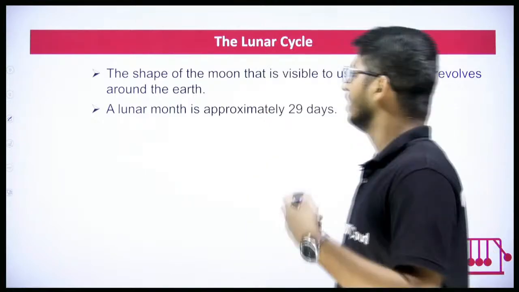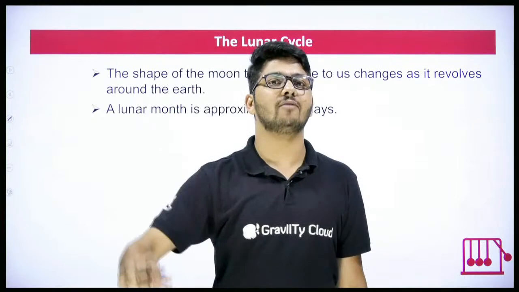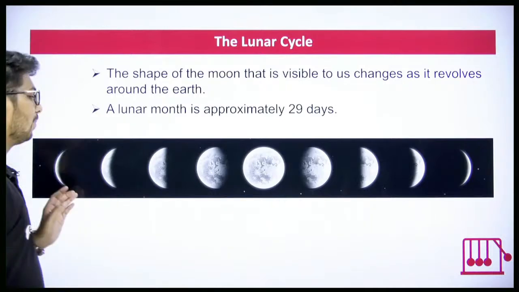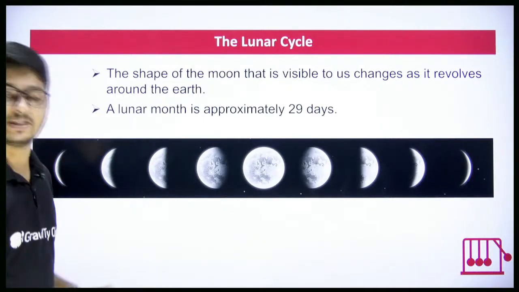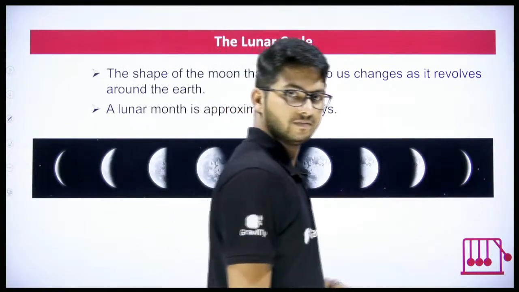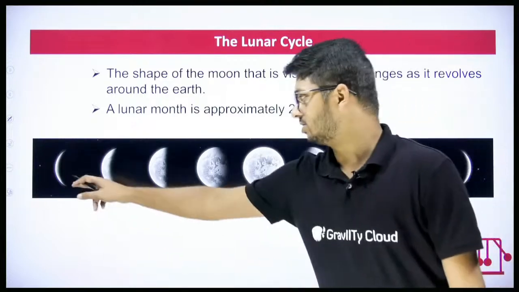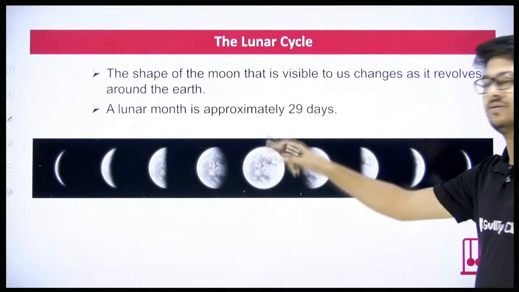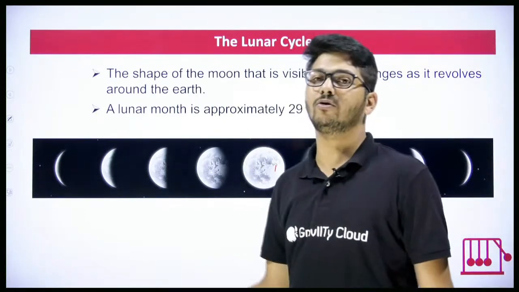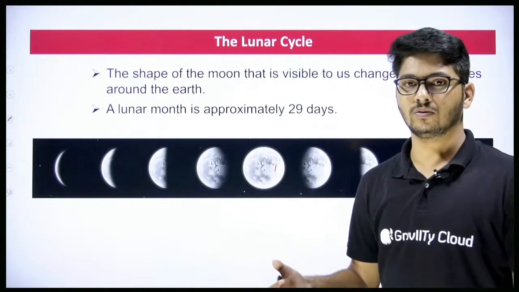Other natural examples also. That is the lunar cycle. Lunar refers to the moon, solar refers to the sun. And what is the speciality of the moon? If you look at the image, the shape of the moon that is visible to us keeps on changing. You can clearly see, yes or no? This is a full moon. It keeps on changing, from new moon to full moon and again a new moon.